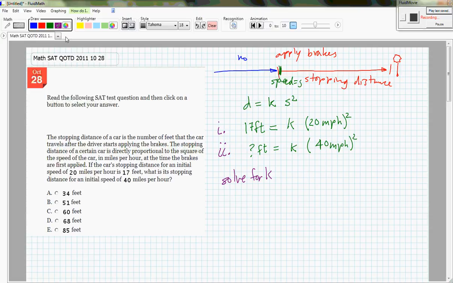I think you can see that if you go 17 feet divided by 20 miles per hour squared, that's k, solving this one for k, is equal to x feet over 40 miles per hour squared. So that's k as well. It's the rate of stopping. That proportionality constant is the same. Cross multiply and divide.